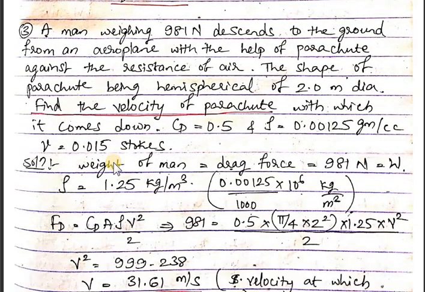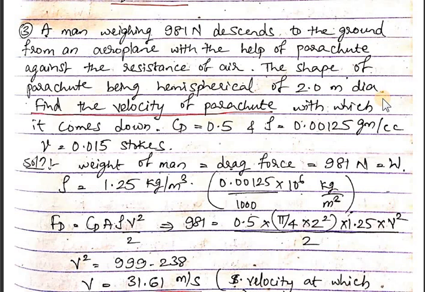Next problem, another two or three problems and we will end up. A man weighing 981 newtons descends to the ground from an aeroplane with the help of a parachute against the resistance of air. By this you can understand there is a buoyancy force, or the resistance force, or the drag force, or the lift force which is opposing the person coming down because of the parachute. We are going to consider the parachute area here because that is larger than the human cross-section area. The shape of the parachute is hemispherical, of 2 meter diameter, so that's why they have given the cross-section area of the hemispherical parachute.